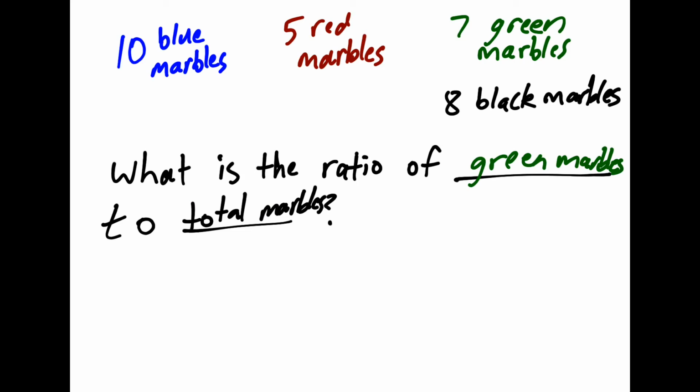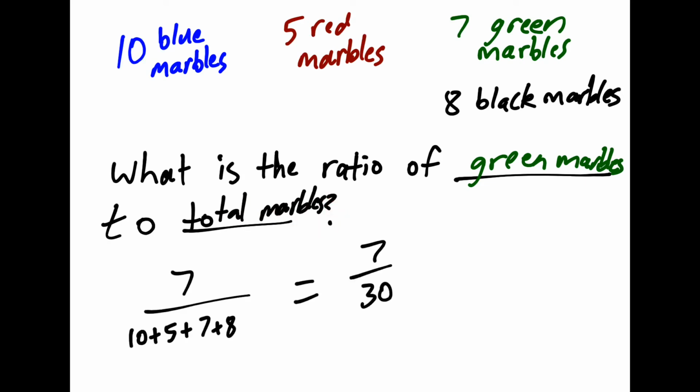So we could change this so that the green and the black are also marbles. Green marbles goes on top and total marbles goes on bottom. Often we're putting the total on the bottom. And we would get 7 over 30, which cannot be reduced, so we're done.